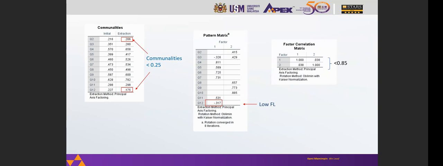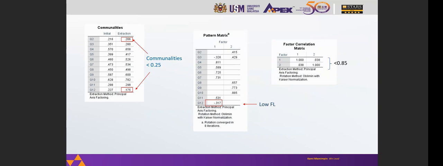So you remove Q1 and see what happened to our communalities and pattern matrix. As I've mentioned before, we have to look at three things: communalities, factor loading, and also factor correlation. Here we can see the problems. Q2 has communality less than 0.25. Q12 also has communality less than 0.25, and Q12 also has a negative factor loading. It's more than 0.3, but it is negative with factor 1 and quite low. And for the factor correlation matrix, we have no problem because it's still less than 0.85.